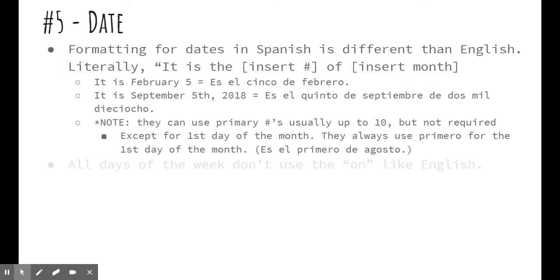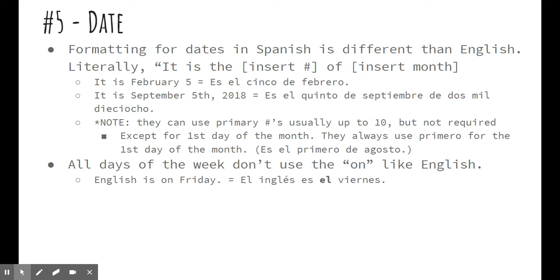All days of the week don't use on like English when referencing on a day of the week. So English is on Friday. El inglés es el viernes, not es en el viernes. Es el viernes. Choir's on Thursdays. El coro es los jueves. Notice there, when you have it happening habitually on multiple of the days, Thursdays, you'll make it plural most of the time. It's just adjusting the definite article. Sábado and domingo also have plural forms, sábados and domingos.